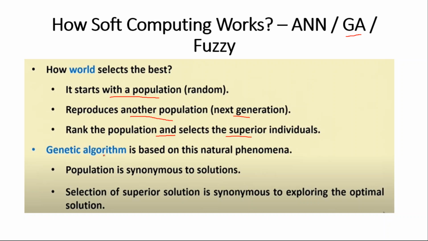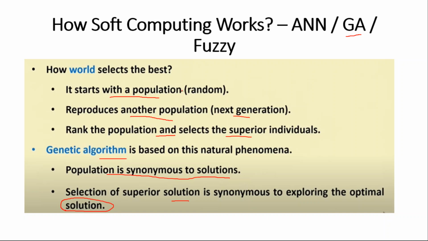So the genetic algorithm works based on this principle. Here population is synonymous with solution; population is nothing but solution. And selection of the superior solution is synonymous with exploring the optimal solution. Identifying the superior solution means identifying the optimal solution.